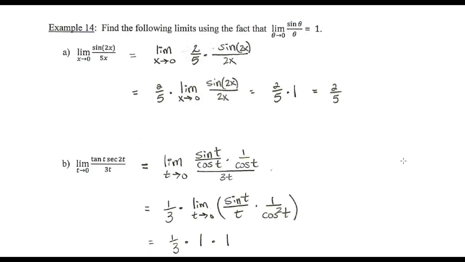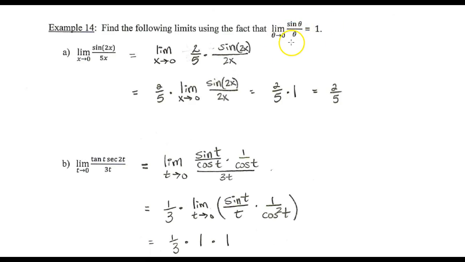This is section 2.4 of the class notes, one-sided limits, and this is example 14. So we want to do parts A, B, and C here. We want to evaluate these limits by using this famous limit: the limit as theta approaches 0 of sine of theta over theta is equal to 1.